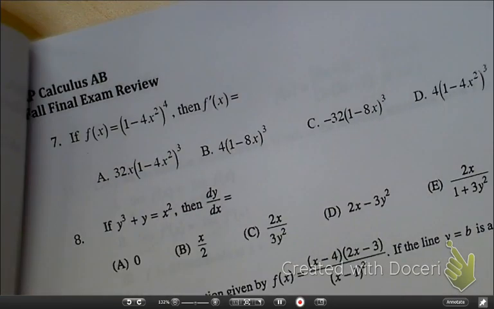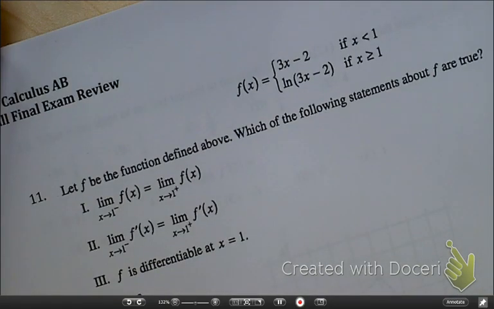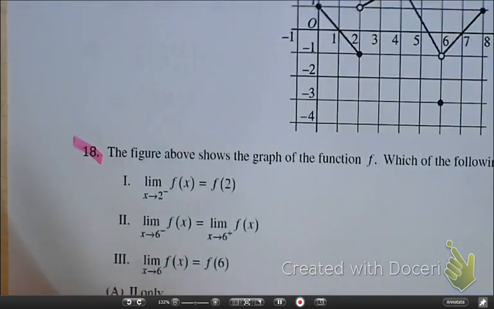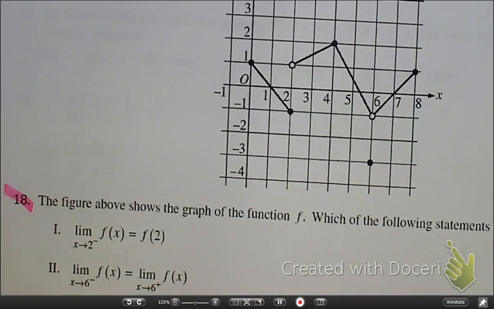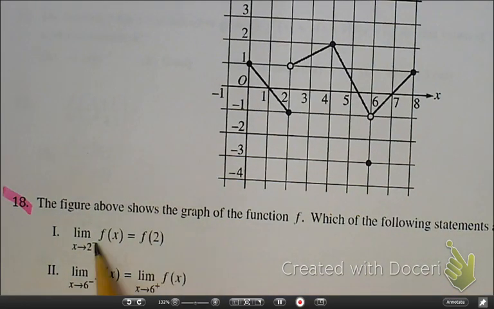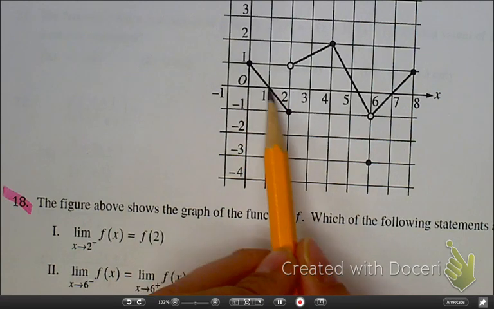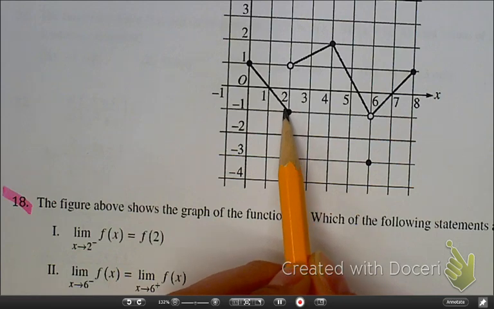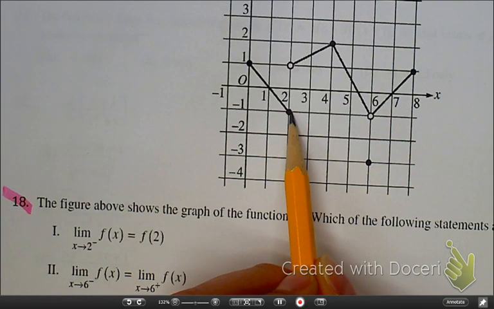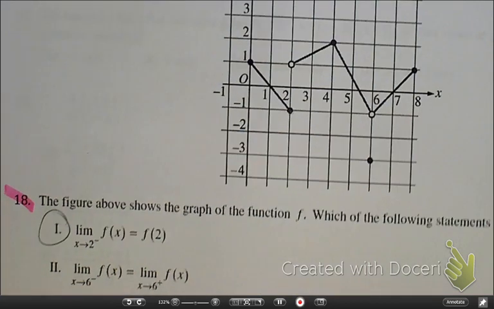The next one we'll look at that deals with limits is 18. For number 18, we have this graph, and it asks us which of the following statements are true. So the first one, the limit as x approaches 2 from the left is equal to f of 2. So here's x equals 2. The limit from the left comes in this way. So the limit from the left is coming into negative 1. And then the function, see how it has a closed circle here? So the limit from the left is negative 1, and since there's a closed circle, the function itself is also equal to negative 1. So yes, that's a true statement.